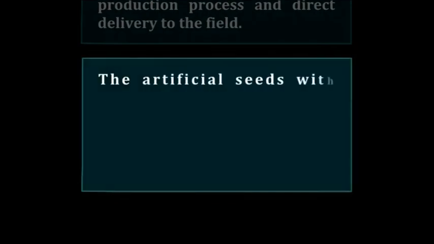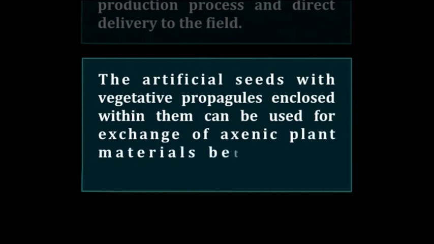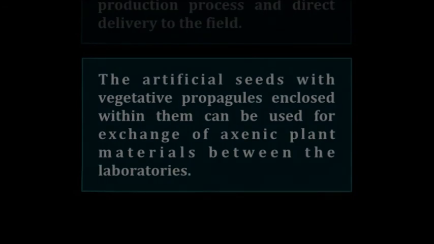The artificial seeds with vegetative propagules enclosed within them can be used for exchange of exogenic plant materials between the laboratories. The transport of synthetic seeds between the countries does not require quarantine department permission. The synthetic seed method also has potential for long-term storage in liquid nitrogen, which is a process called cryopreservation, and also for short-term storage without losing the viability of the seeds. Another important positive point of artificial seed technology is that they are independent of seasonal variations, as they can be produced in controlled laboratory environments.